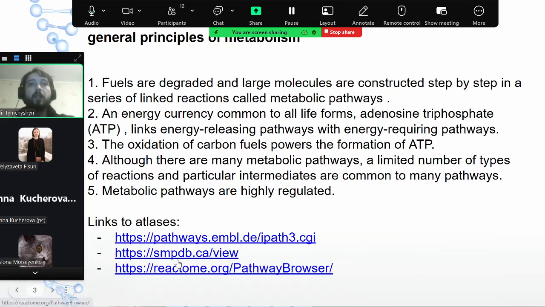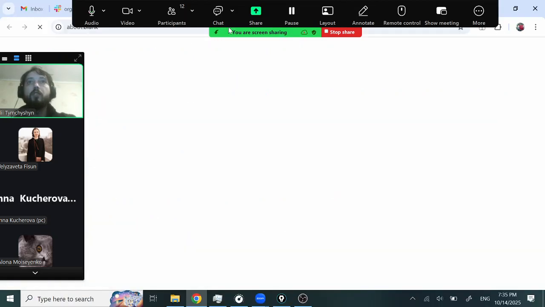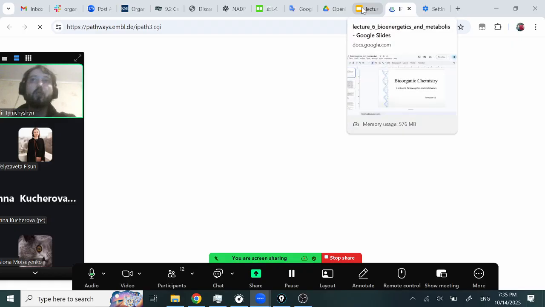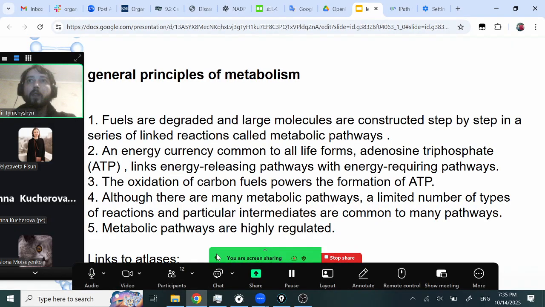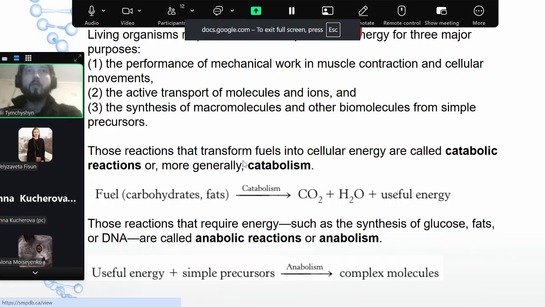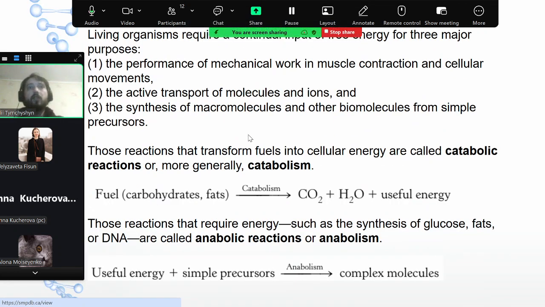Here are a few links to atlases. You can use these links to get to some sources that show different pathways that we know, and probably you may want to explore some of them. Okay, while it's loading, let's go further because I have a really large lecture today.